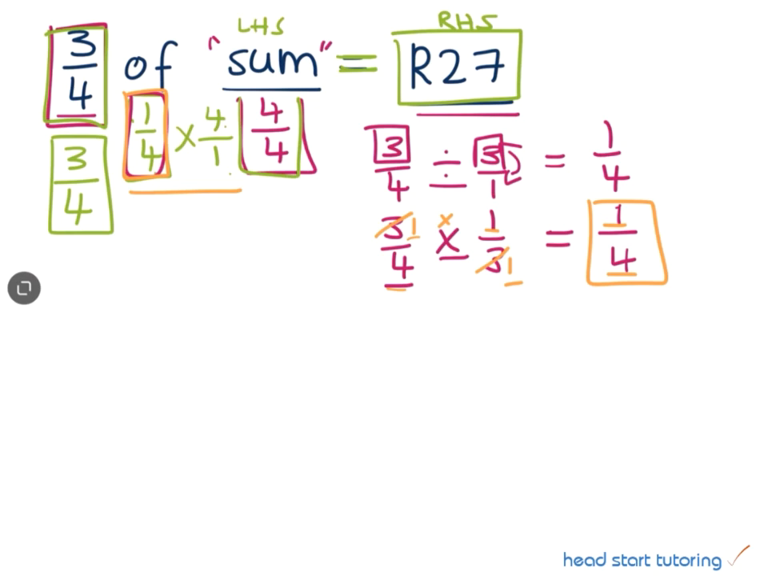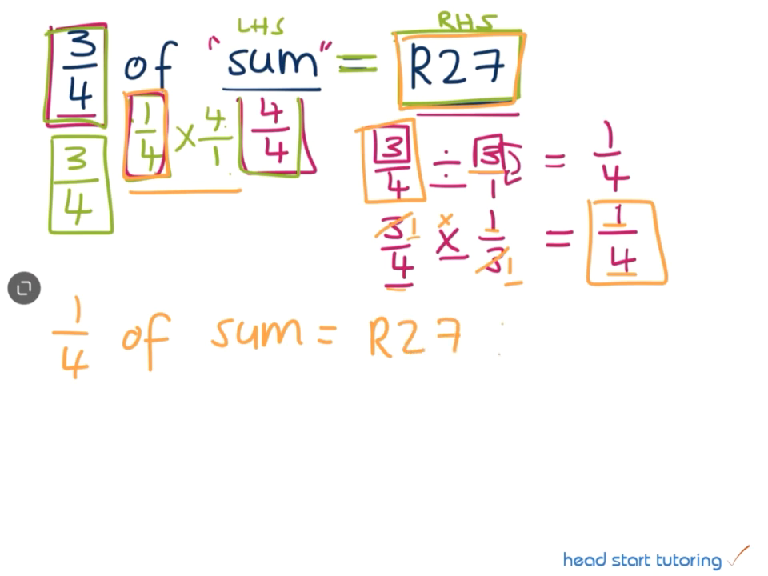But before we do that, we need to deal with our number. Because we divided our 3/4 by 3 to get 1/4, then we know that 1/4 of our sum of money is going to be equal to 27, also divided by 3. And that is equal to 9. So 27 divided by 3 is equal to 9. So 1/4 of our sum is equal to 9.